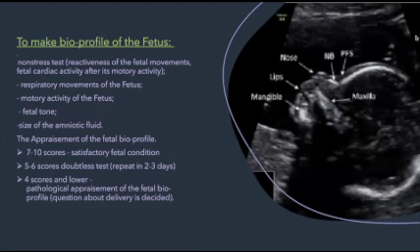We also do a biophysical profile of the fetus, so we do non-stress tests. We check respiratory movement of the fetus, motor activity of the fetus, fetal tone, and the amount of amniotic fluid, and then appraise the fetal biophysical profile. If we have 7 to 10 scores, it's a satisfactory fetal condition. 5 to 6 scores, a doubtful test, and 4 scores and lower is a pathological appraisement of the fetal biophysical profile.